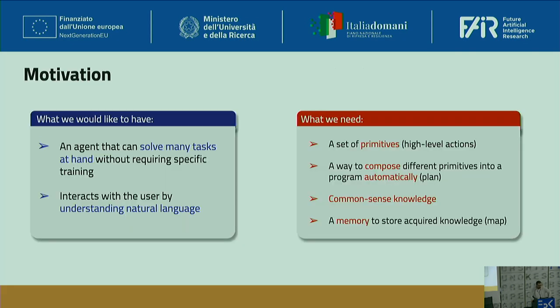This work is motivated by the fact that we would like to have agents that are capable of solving many tasks inside the environment without actually having to learn every single task inside a specific environment. We would also like an agent that is able to interact with, or better understand, human instructions from natural language. To this end, we need a set of primitives, which are, as Luciano also highlighted, high-level actions executable in the environment, and a way to compose these different primitives into a plan automatically, in our case made with an LLM. We also need some common sense knowledge, also granted by an LLM. And finally, we need a memory to remember what the agent observed inside the environment and to store specific knowledge about the environment.